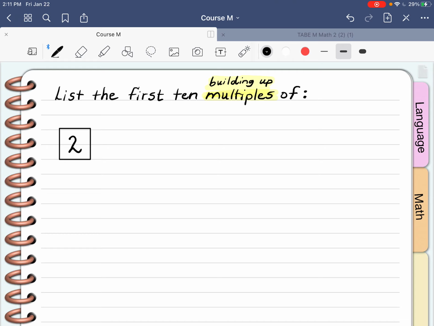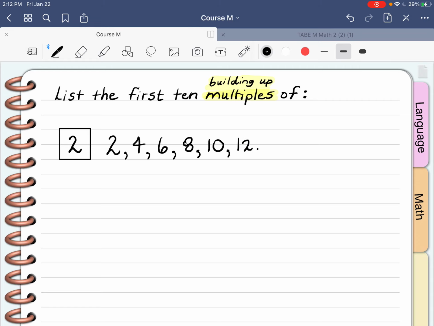2 times 1 is 2. 2 times 2 is 4. 2 times 3 is 6. 2 times 4 is 8. 2 times 5 is 10. How many multiples is that? That's 5, and they want me to do the first 10 of them.